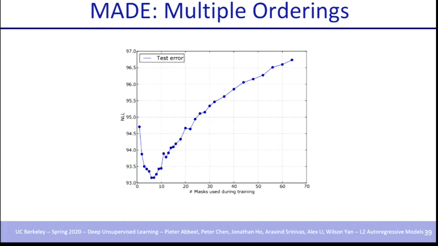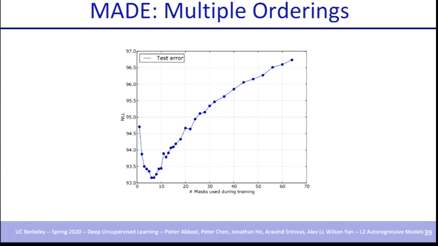Why could that be? Well, this is test error. It could be that once you have too many orderings, your network is not expressive enough. You cannot express the mapping from input to predicting the next ones in the ordering for every possible ordering at the same time because it's only a small network.